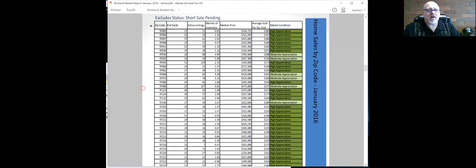But if we scan down to like 97086, or we move into Sherwood as an example, which is 97140, there's 3.47 months of inventory. Extremely low still, but in today's market, it's on the upper side of inventory. So you may have a better opportunity as a buyer in Sherwood to negotiate price and terms slightly better than you would in that Beaverton market segment.